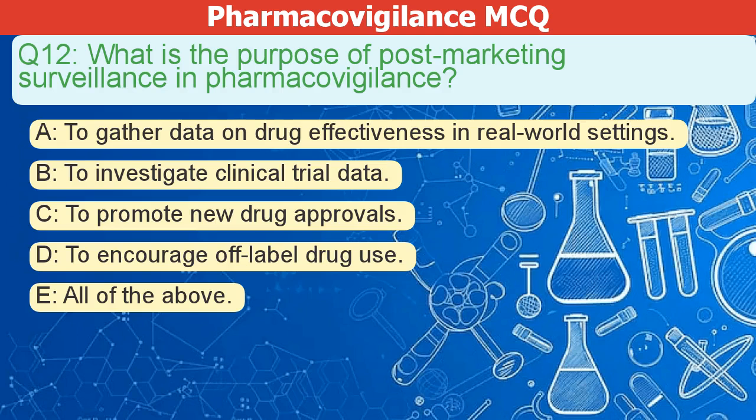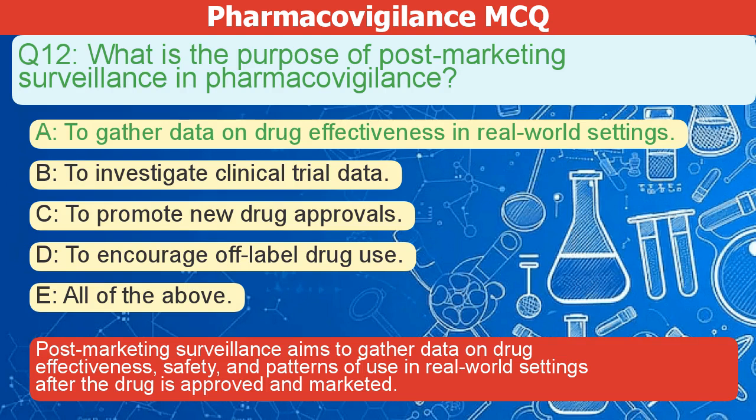What is the purpose of post-marketing surveillance in pharmacovigilance? A. To gather data on drug effectiveness in real-world settings. B. To investigate clinical trial data. C. To promote new drug approvals. D. To encourage off-label drug use. E. All of the above. The correct answer is A. Post-marketing surveillance aims to gather data on drug effectiveness, safety, and patterns of use in real-world settings after the drug is approved and marketed.